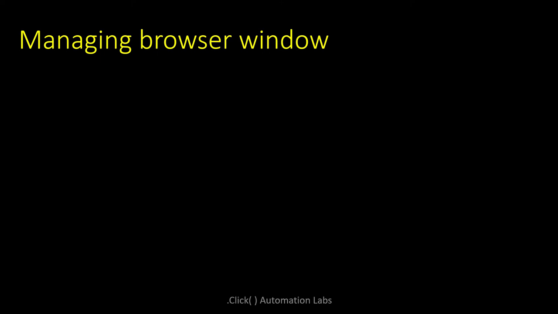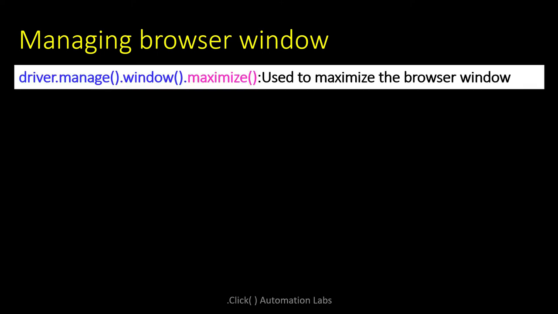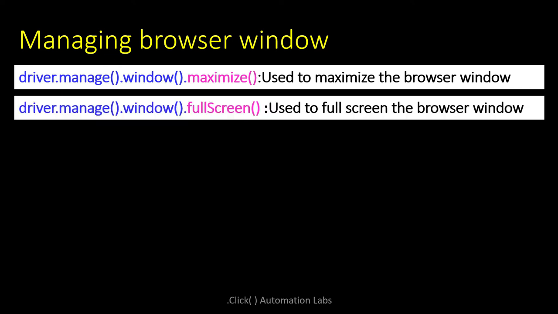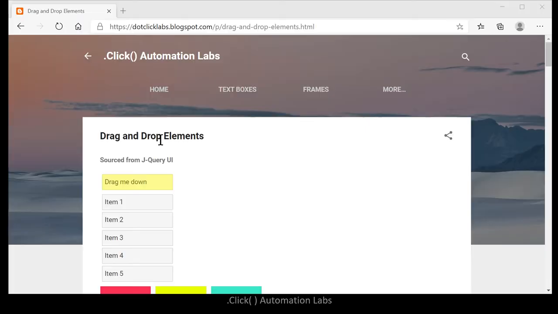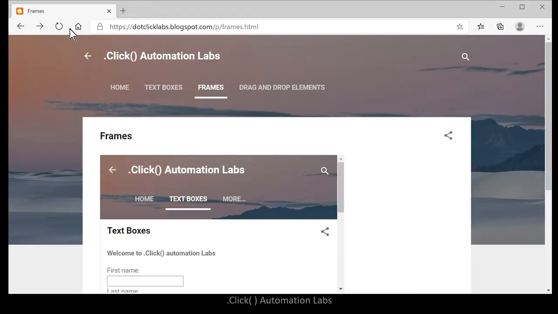And also we will look at some of the actions which are very important while interacting with the browser through WebDriver. One is maximize. This is the command which can be used to maximize your browser window. If you want to open the browser in full screen, you can use driver.manage().window().fullscreen(). Remember, driver.manage is a utility using which you can manage your WebDriver settings. And another one is driver.navigate().back(). It will be used to navigate one step back from the recent browser history.